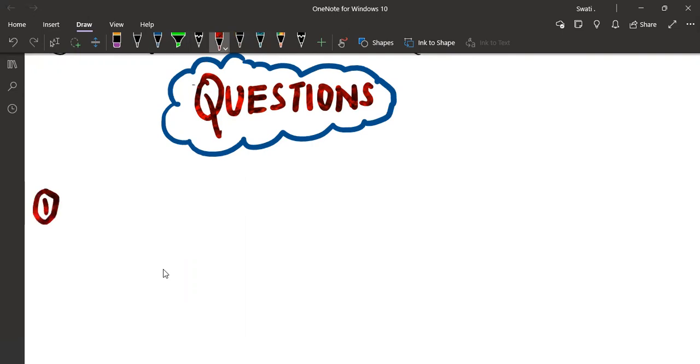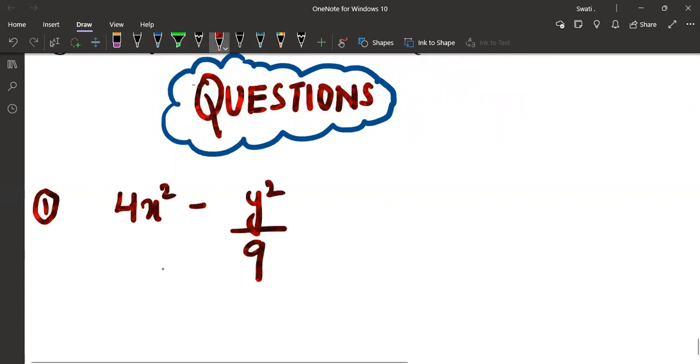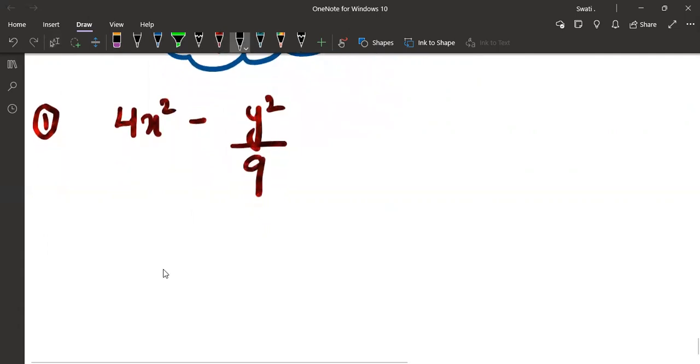The first question says, of course, we have to use the identity to solve our questions. So we have to factorize 4x squared minus y squared upon 9. Of course, we have to use the algebraic identity, and it is quite simple. I can clearly see which identity we should be using over here. So simply you just have to do one thing. We can write down this 4x square as (2x) whole square, right? Because that is giving us 4x square. Minus, I can write down this y square upon 9 as (y upon 3) whole square, right?